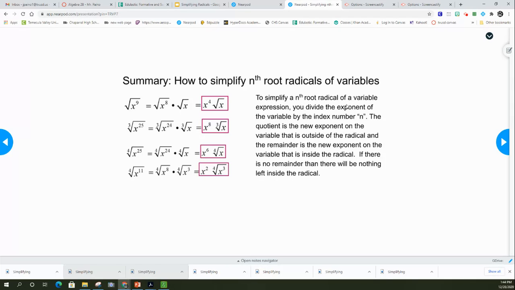To simplify an nth root radical of a variable expression, you divide the exponent of the variable by the index number n, right? Index number was 3, we divided by 3. Index number was 4, divided by 4. All right, the quotient, so how many times it goes into it, is the new exponent on the variable that is outside of the radical, and the remainder, what's left over, is the new exponent on the variable that is inside the radical. If there is no remainder, then there will be nothing left inside the radical, as we saw on the previous page when everything went into it evenly. All right, and there we go. That's how we simplify variable expressions.